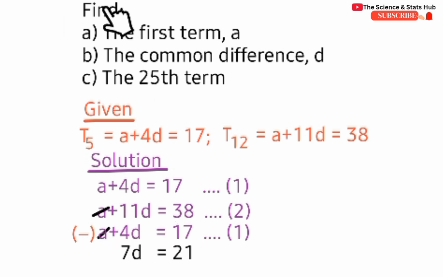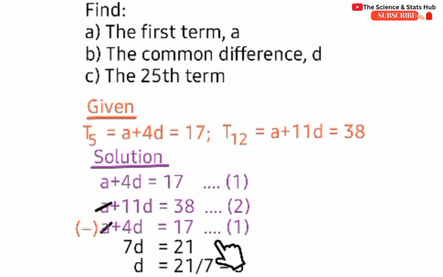Now let's find D, being the common difference, from this point. D will be equal to 21 divided by 7, 3. So we've answered the B part of the question.